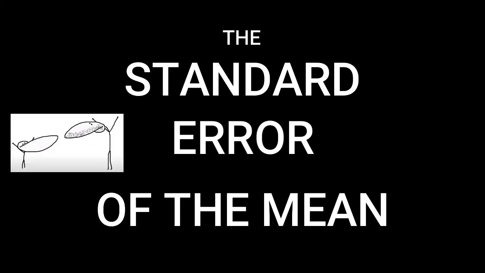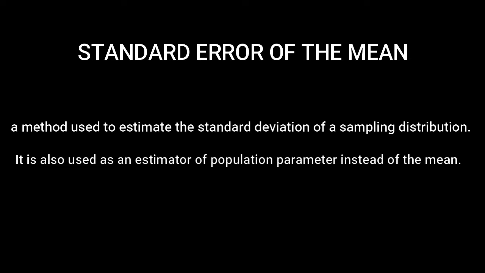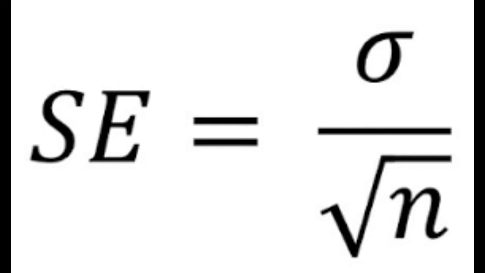Today I will be teaching you about the standard error of the mean. The standard error of the mean is a method used to estimate the standard deviation of a sampling distribution. It is also used as an estimator of a population parameter instead of the mean. This is represented with the formula σ over the square root of n, wherein σ is the standard deviation and n is the sample size.